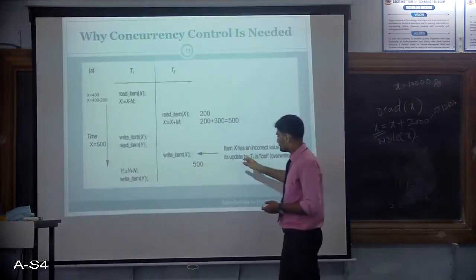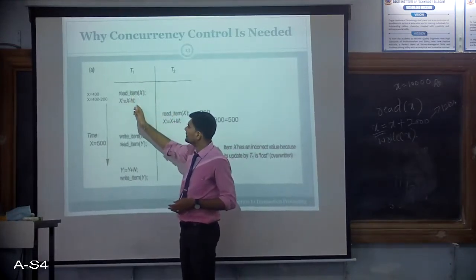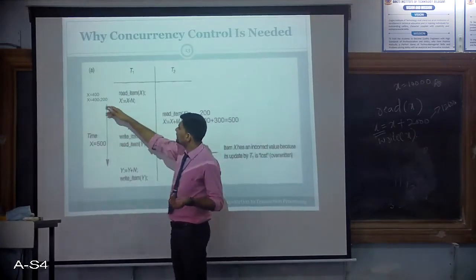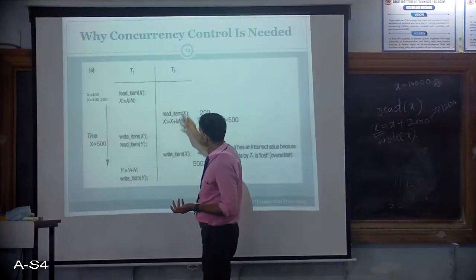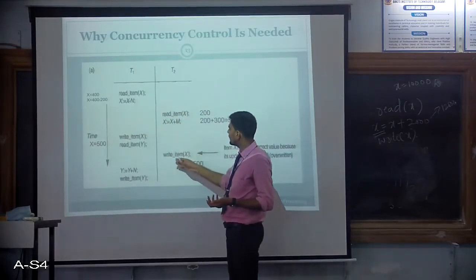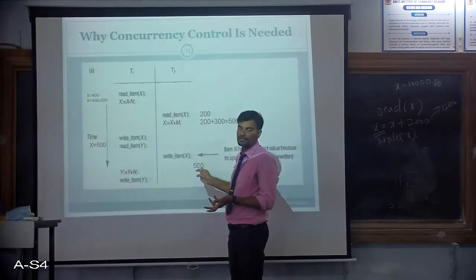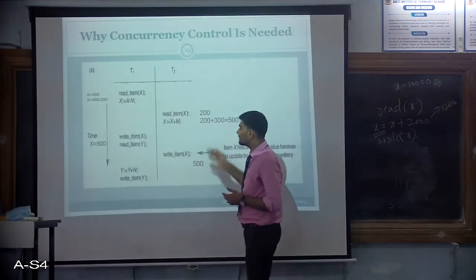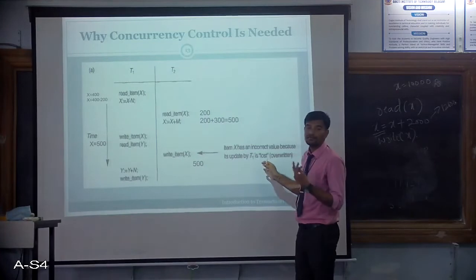So here the transaction T1 has executed and updated the value, and when it updated it, the value was 200. But when the transaction T2 has executed, it finally writes the value 500. So this is what we call the lost update problem. Whatever transaction T1 has written is lost, or overwritten.